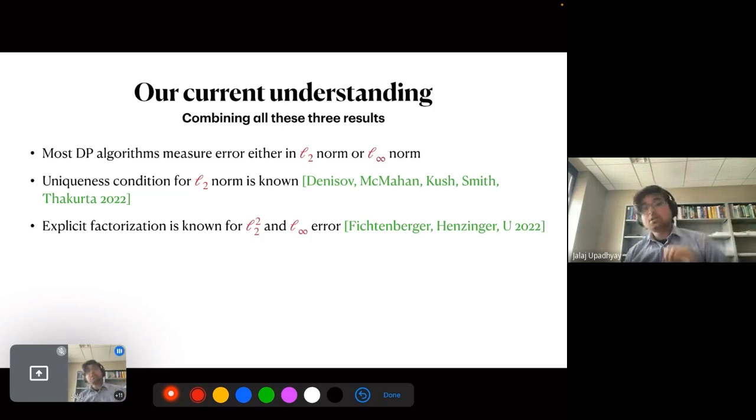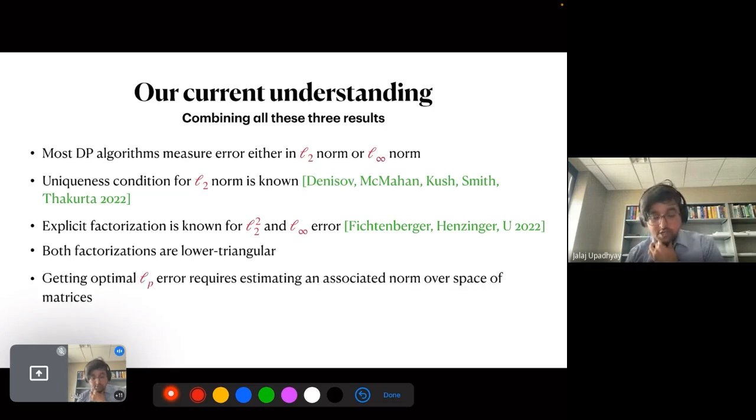Explicit factorization is known for L2 and L infinity error, which is a lower triangular Toeplitz matrix. So matrix-vector multiplication is much faster. Matrix multiplication is also faster. This has been known. Both factorizations are lower triangular, as I said.